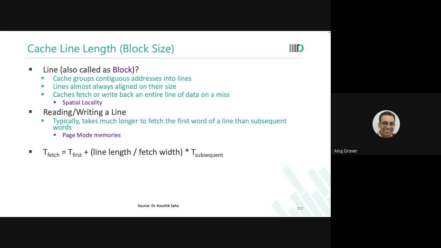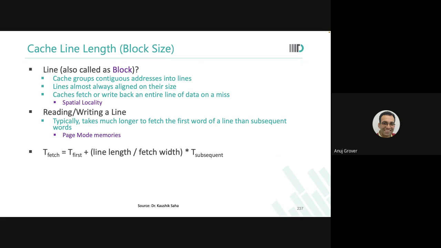See, when you are accessing some information from main memory, it's going to take hundreds of cycles. Now we know that there is a locality of reference that exists. So right now I am bringing one word, after that I will need the next word, then the next word, and every time I can't wait for 100 cycles.